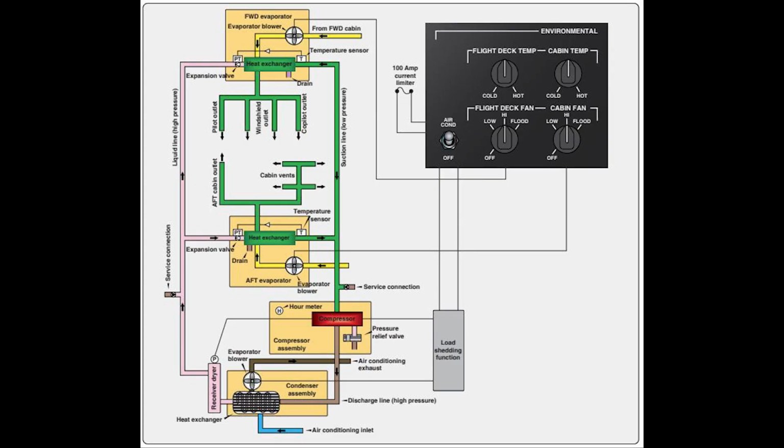Okay, the vapor cycle air conditioning system on a Cessna Mustang, which this is showing, has two evaporators, one for the flight deck and one for the cabin. Each evaporator assembly contains the evaporator, a blower, a thermal expansion valve, and a temperature feedback line from the outlet of the evaporator to the expansion valve.